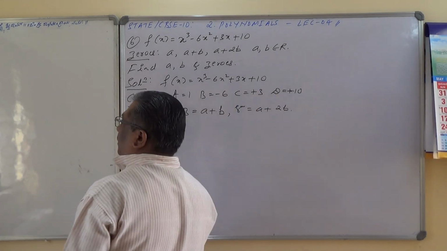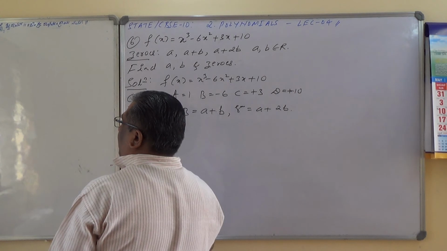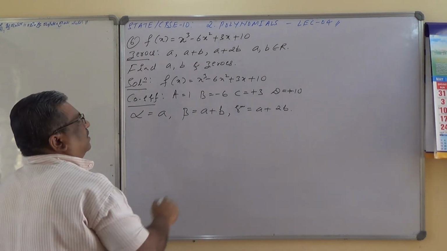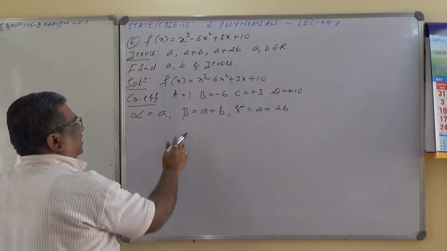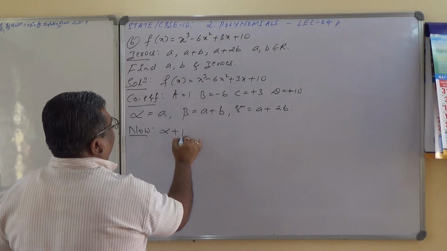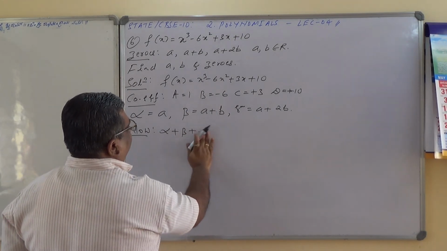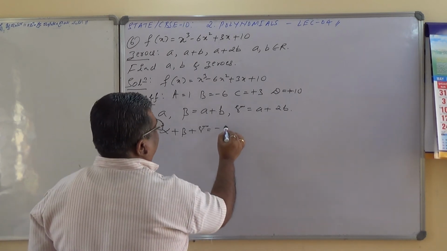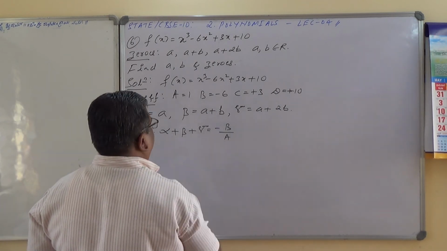Let me check once again. Alpha, beta, gamma. It is correct. So this is given to us, but to find out a and b, now let me take the sum of zeros. Alpha plus beta plus gamma equals minus B by A.